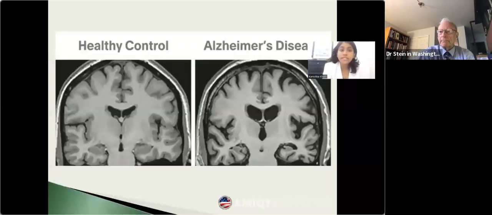This MRI beautifully depicts the difference in the brain of a healthy control versus Alzheimer's disease, wherein you can see the diffuse cortical atrophy and the hippocampal atrophy as well.